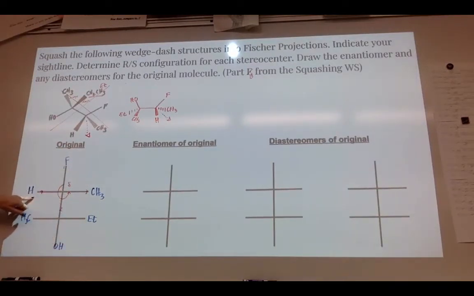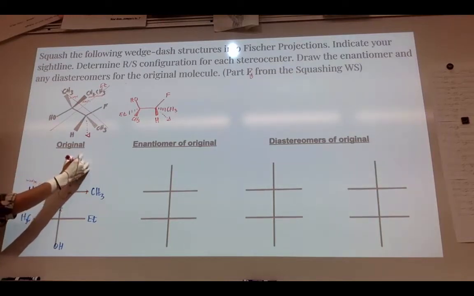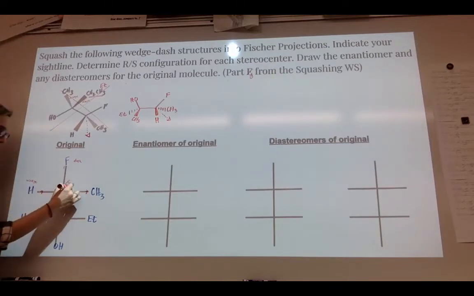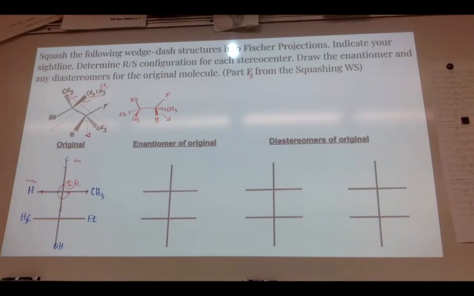So this H, this CH3, these are coming out toward us. So this is considered a wedge. Up here would be a dash. So when you're looking at the R and the S, if you have a Fischer projection like this, your hope is that the lowest priority is vertical. If it's not vertical, then you need to switch it. So this is actually an R configuration.